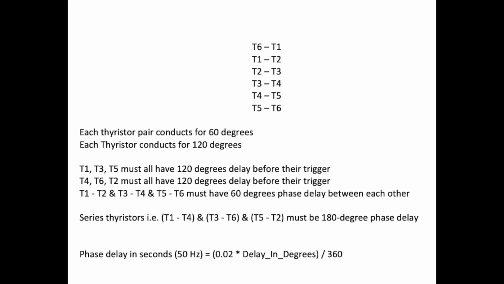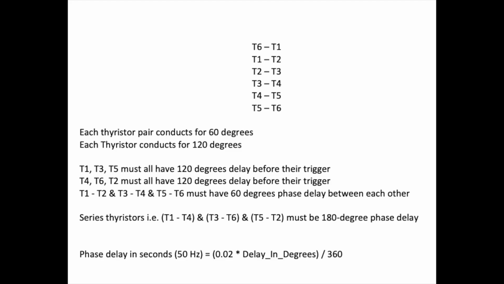And diagonal thyristors, for instance T1 and T2, T3 and T4, T5 and T6 must have 60 degrees phase delay between each other. And thyristors in series, that is on the same branch, T1, T4, T3, T6, T5, T2 must have 180 degrees phase delay between each of them.